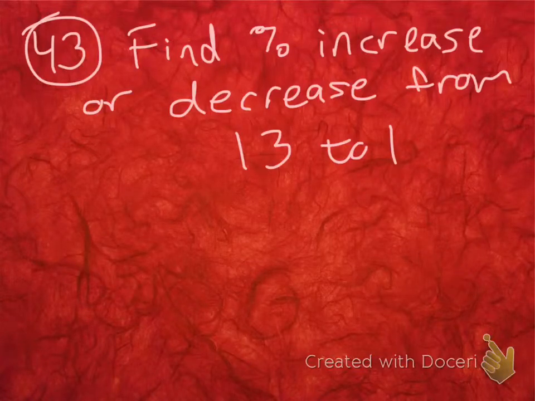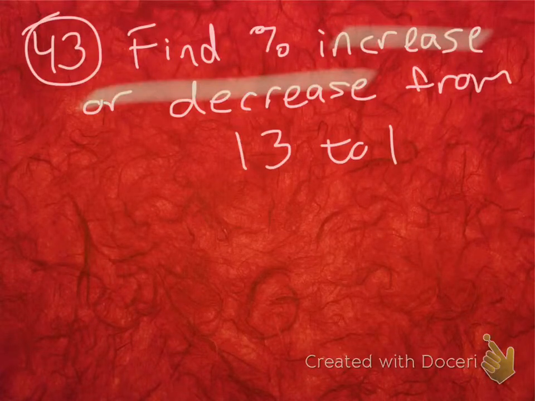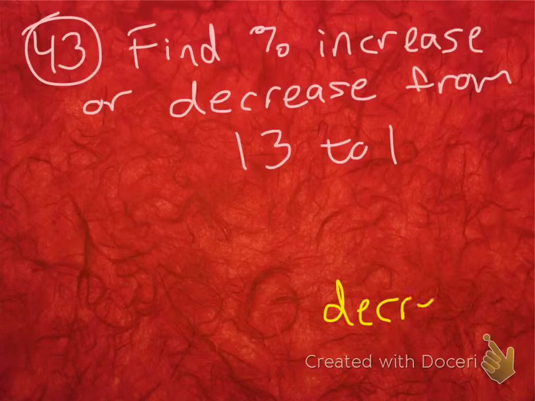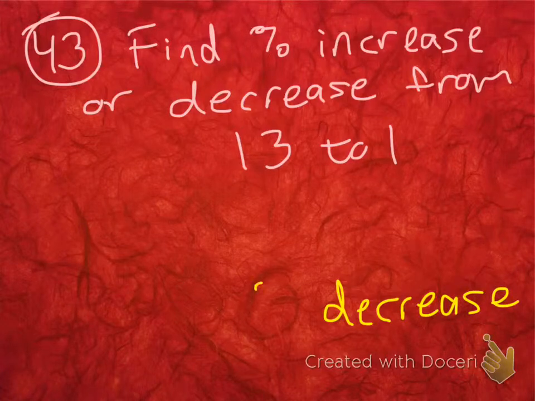Last problem. Find the percent of increase or decrease. So it could be either one. It's not both. That's impossible. So it's either one. We need to say which one it is. And it's going from 13 to 1. So first of all, is it increase or decrease? Well, it's going from 13 to 1, so it's clearly getting smaller, which means it's going to be a decrease. So it's going to be something percent decrease.